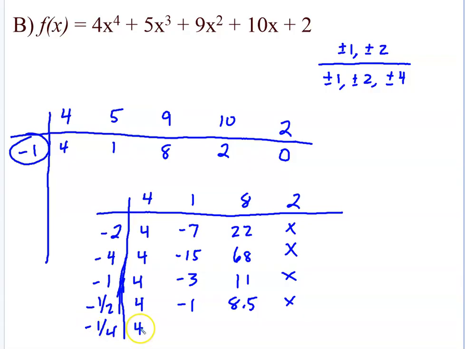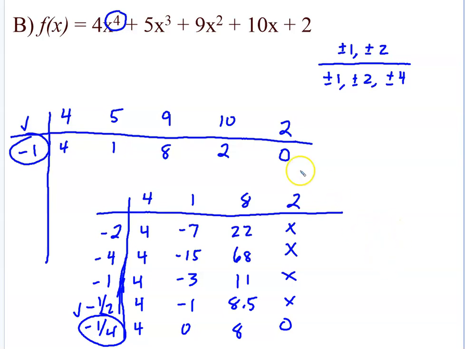So let's try -1/4. Let's see, this is -1 plus 1 is 0. 0 plus 8 is 8. 8 times -1/4 is -2, plus 2. We found it, and it turns out that it's -1/4. Okay, so I've got 2 down, and I've got 2 to go.